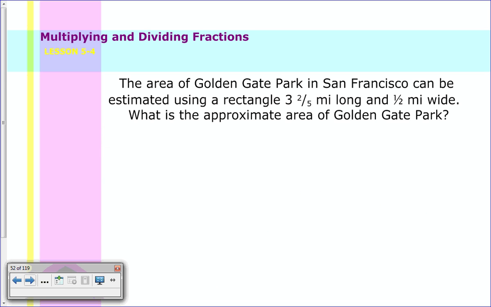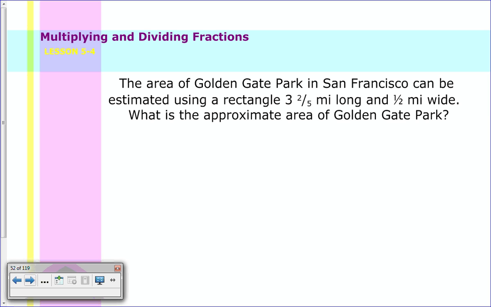So here we have this one that you're going to do all on your own. The area of Golden Gate Park in San Francisco can be estimated using a rectangle 3 2/5 miles long and 1/2 mile wide. What's the approximate area of Golden Gate Park? Well, go ahead and solve this one. And so pause me now.